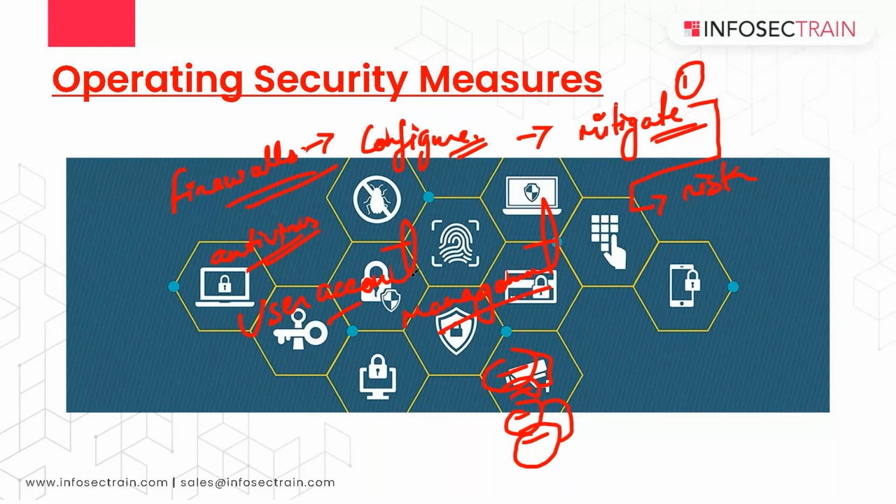After that, we have encryption. We can implement encryption, which helps us protect our data at rest, the data we are not currently using, and the data in transmission, the data which is moving.